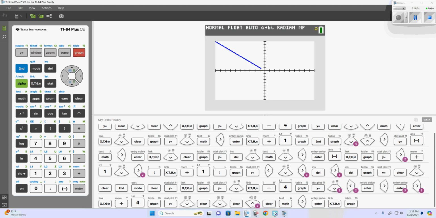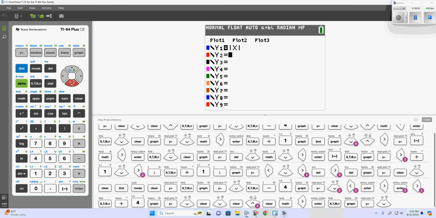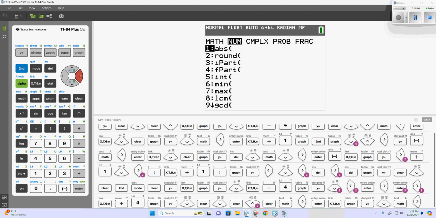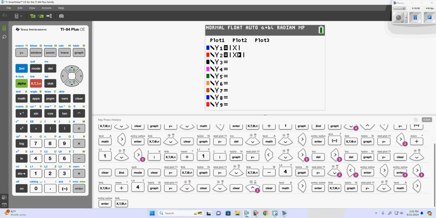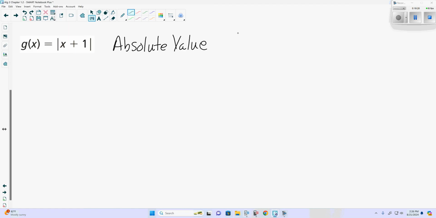But our parent function is absolute value of x. It will graph it. Now our new function, absolute value of x plus 1. Okay, so I'm going to grab the graphing calculator. And again, I will go over this. We will go over how to get all this stuff and type it in. X plus 1. But how did the graph change? It moved to the left. How far? 1. Okay. Go left 1. That's doing that graphically.